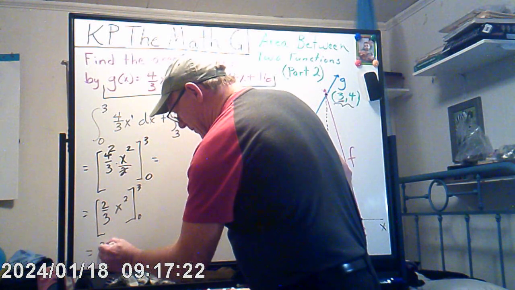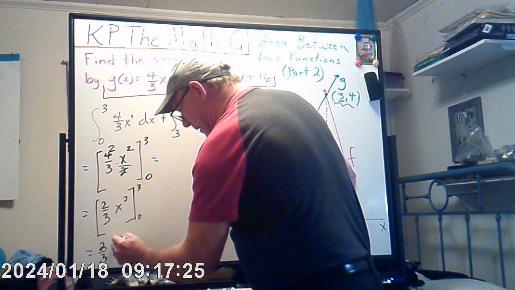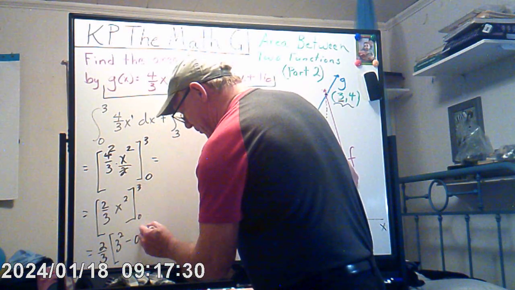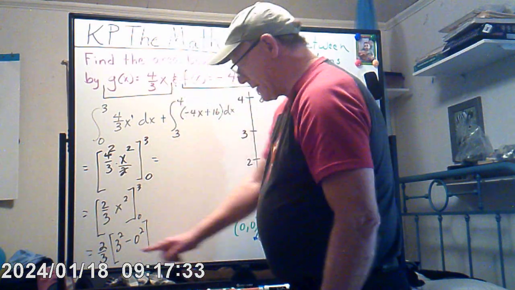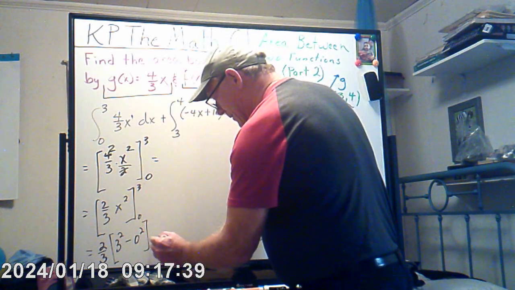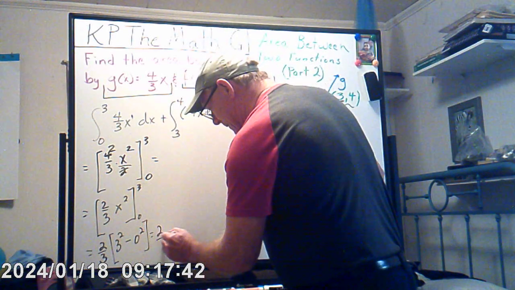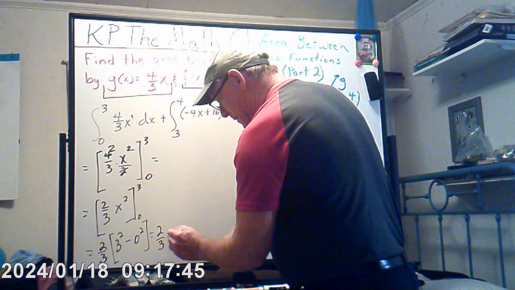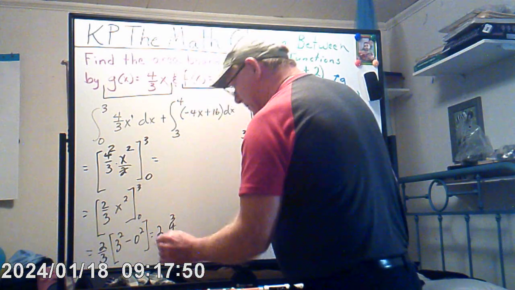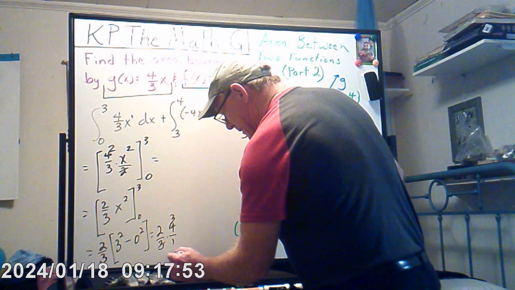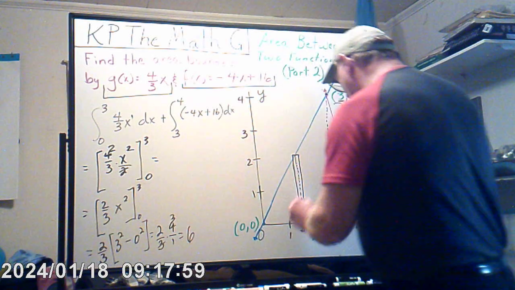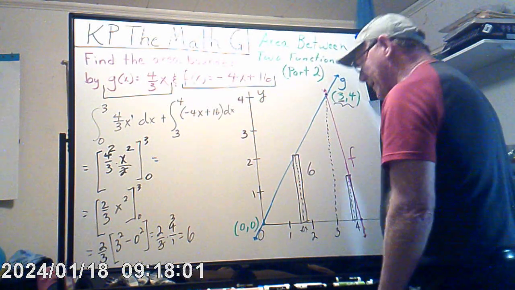So that's equal to 2/3. I'm going to leave that separate. So 3 squared minus 0 squared, that's 9. So 9 times 2 is 18. So 2/3 times 9. And we see that 3 goes into 9 3 times, and 2 times 3 is equal to 6. So this region here is just 6.